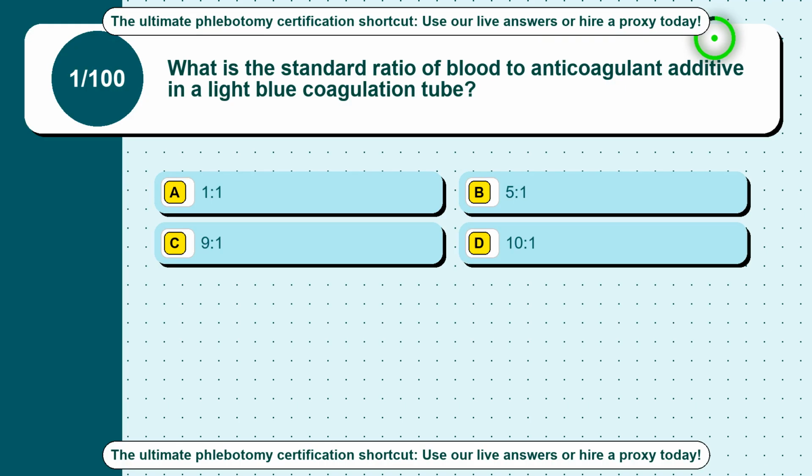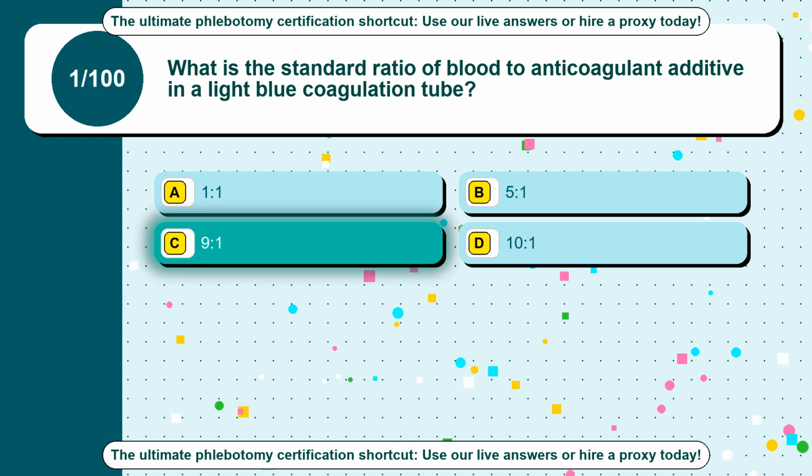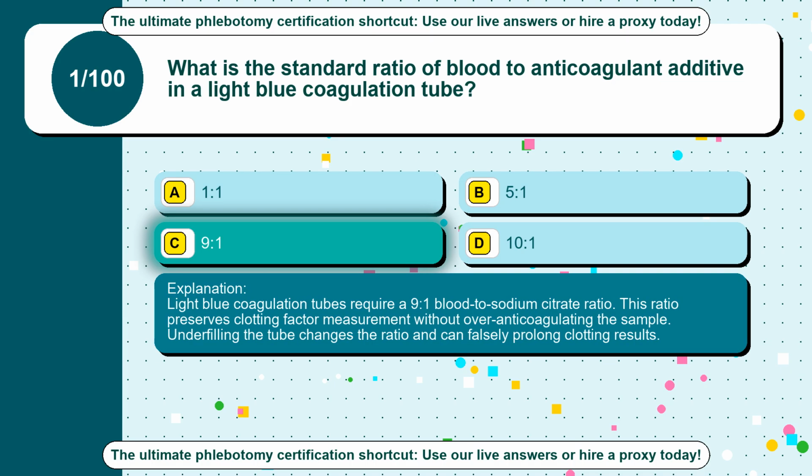Question 1. What is the standard ratio of blood to anticoagulant additive in a light blue coagulation tube? Option A, 1:1, Option B, 5:1, Option C, 9:1, Option D, 10:1. The correct answer is Option C, 9:1. Light blue coagulation tubes require a 9:1 blood to sodium citrate ratio. This ratio preserves clotting factor measurement without over-anticoagulating the sample. Underfilling the tube changes the ratio and can falsely prolong clotting results.